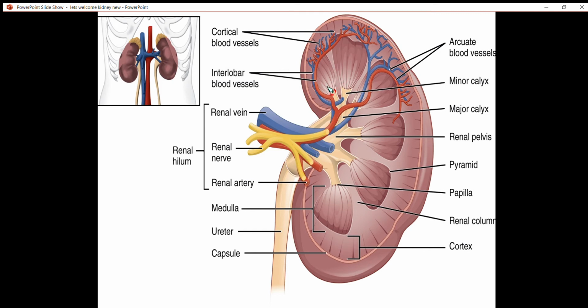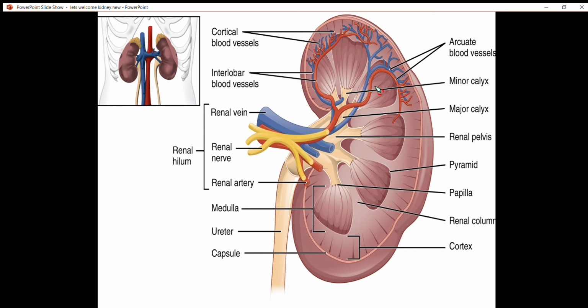And if you divide this kidney, follow my cursor, this outer portion is known as the cortex, which is thin as compared to the inner portion. This inner portion is known as the medulla. This hole is the medulla, and the outer one is the cortex.